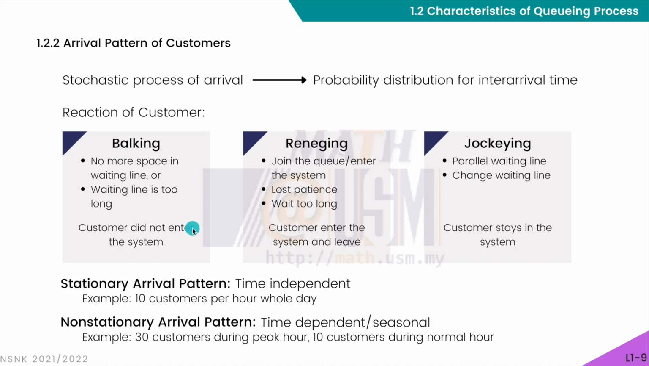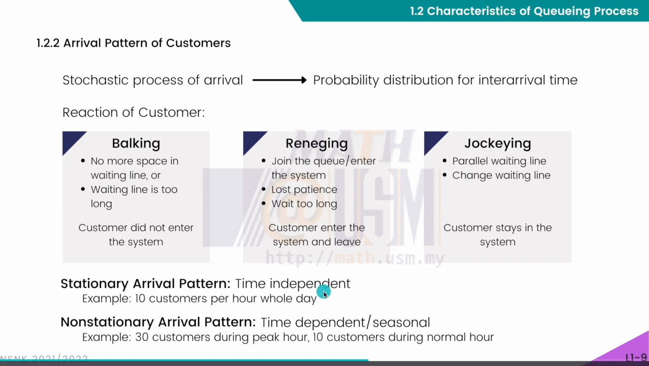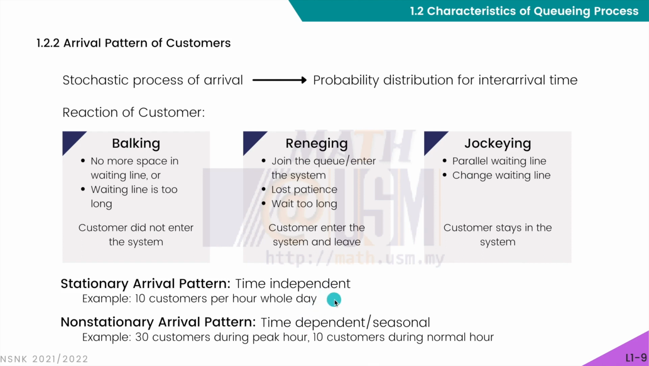Okay, so one final factor to be considered regarding the arrival pattern is the manner in which the pattern changes with time, whether it is time independent or time dependent. An arrival pattern that does not change with time, or time independent, is called a stationary arrival pattern. For example, 10 customers per hour for the whole day or whole opening hours of a shop.